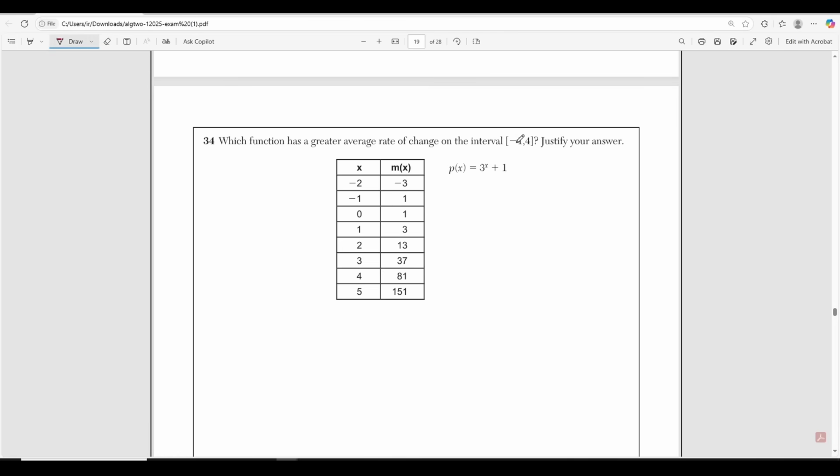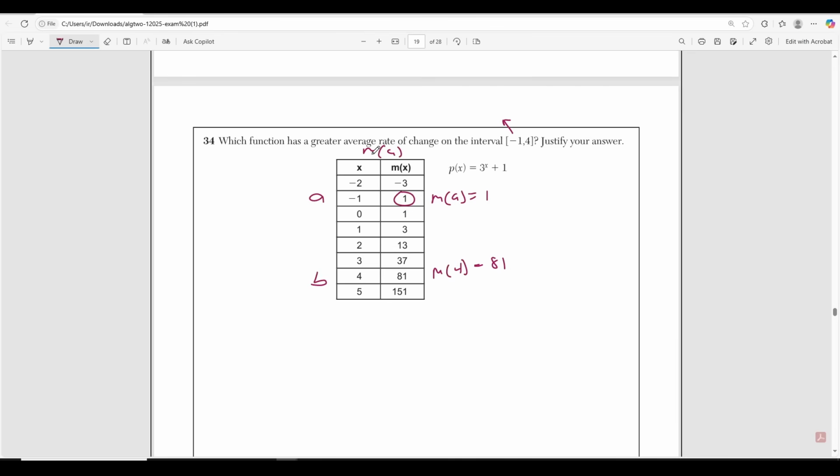So in this case, I know that my point here, -1 is my A. That means that f of A, or m of A, the y value when you plug in A, which is -1, is going to be 1. So here I have my m of A is equal to 1. Now, what about 4? So 4 is going to be my B because that's the end of my interval. And I know that m of 4 is equal to 81.